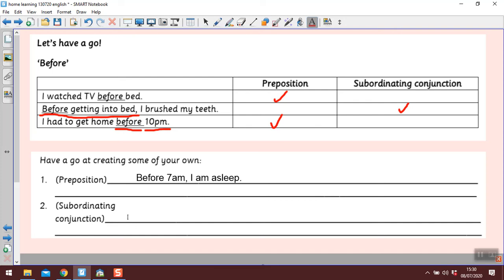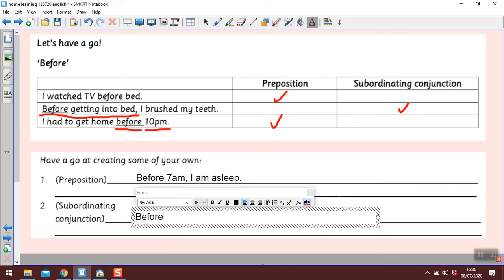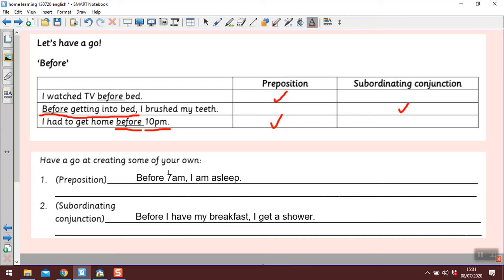And then as a subordinating conjunction, I need to now contain a verb in my clause. Before I have my breakfast, so now everything up to this point is what we're looking at here, before I put my comma there. Before I have my breakfast, I get a shower, full stop. So preposition, before, because 7 a.m. is just a phrase, and subordinating conjunction before, because before I have my breakfast is a subordinating clause.